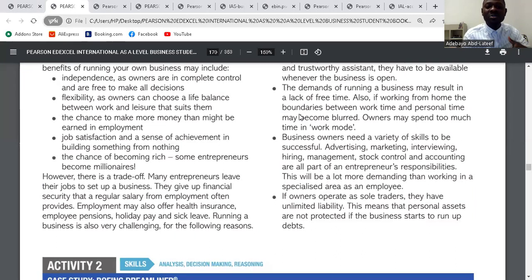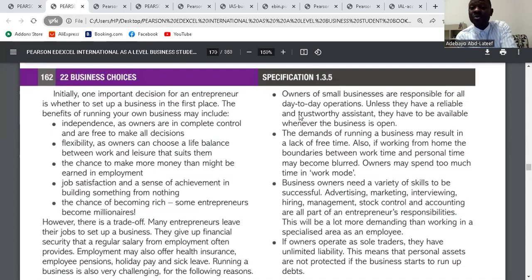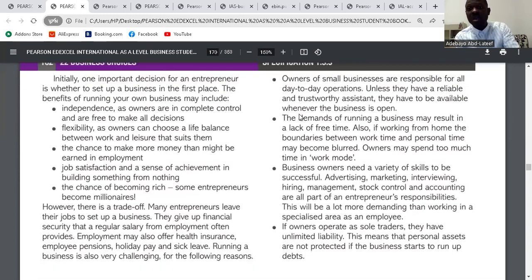Running the business is also very challenging for the following reasons. So what are the reasons why it's difficult to run a business? One, owners of small businesses are responsible for all day-to-day operations, unless they have a reliable and trustworthy assistant. They have to be available whenever the business is open. So one of the problems you have as an entrepreneur is that you have to be present every now and then, except if you have somebody that is reliable, somebody you can trust, which is rare.